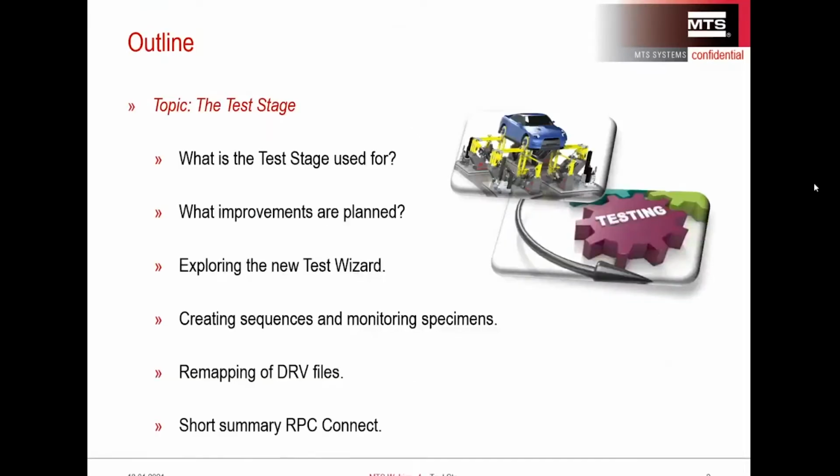Here's an outline for webinar number 4. We mainly are focusing on the use of the test stage. Then we are going to talk about the improvements of this stage compared to RPC Pro. Together, we are finally discovering some test wizard features. I will show, as you typically know, some live demos in the software and some hands-on examples. Last but not least, I will show the new improved remapping feature from RPC Connect and remind you what benefits we have seen in the last webinar sessions to prepare you to start the transition to RPC Connect.